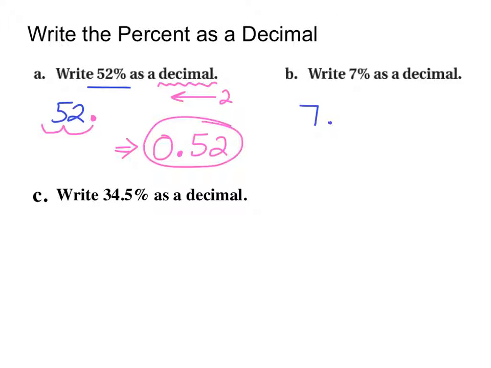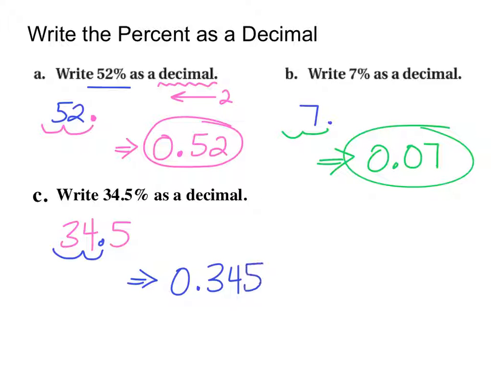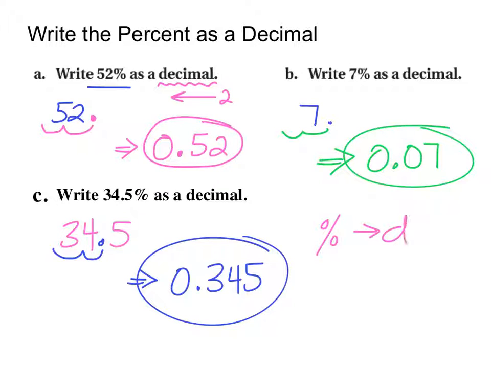7%, there's my decimal. If I move it over 2, I then get 0.07, or 7 hundredths. And 34.5. I currently have a decimal here. If I move it over 2, I end up with 0.345 as my decimal, or 345 thousandths. Remember, when you're going percent to decimal, make a quick note: percent to decimal, we go 2 units left, okay? That's how we're going to be moving our decimal in those percents to make it a decimal for what we need today.